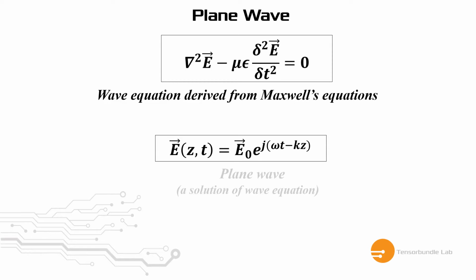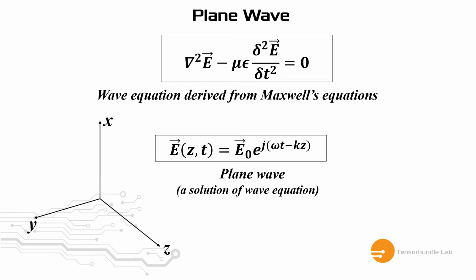And why are they called plane waves? There is a reason. If we draw a Cartesian two-dimensional coordinate system, and assume the direction of propagation of the wave is along the z-axis, then the wavefront of the plane wave will look kind of like this. They will be similar to planes.